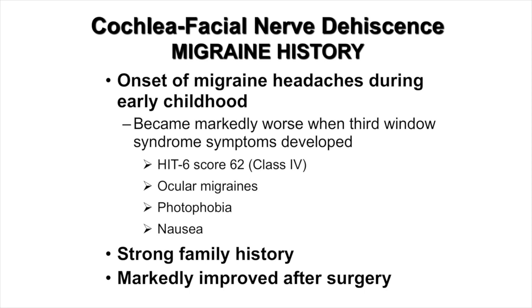As measured by the headache impact test, his score was 62 preoperatively, placing him in the worst class, namely that of class 4. He also experienced ocular migraines, light sensitivity, and nausea. After his left round window reinforcement surgery, he experienced a marked improvement.